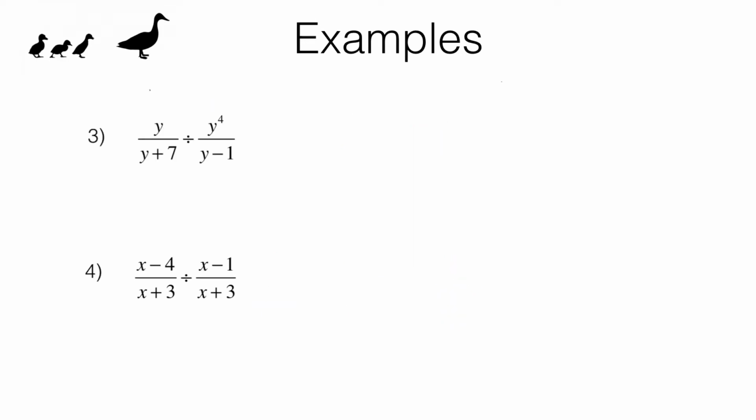Example 3. So again, I'm going to rewrite the first algebraic fraction, which will remain as it is. So it'll be y divided by y plus 7. The divide by sign becomes a multiply, and the next fraction is then reciprocated, so the numerator becomes y minus 1, and the denominator becomes y to the power 4.